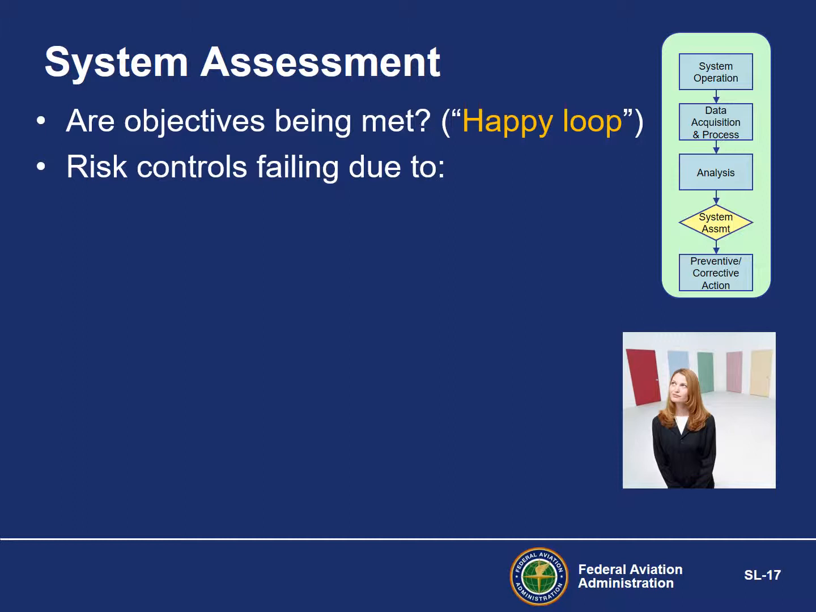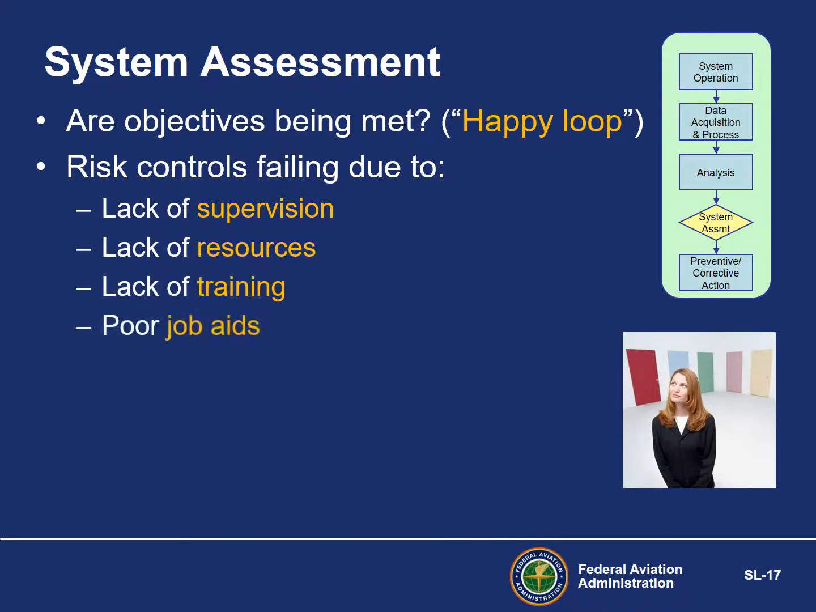Some of these failures may be due to lack of supervision, lack of resources, lack of training, or poor job aids. In these cases, the controls themselves appear to be okay or maybe in need of minor correction, but the employees, for whatever reason, are not following their procedures and processes. The standard requires a structured, documented process for preventative and corrective action to place controls back on track.